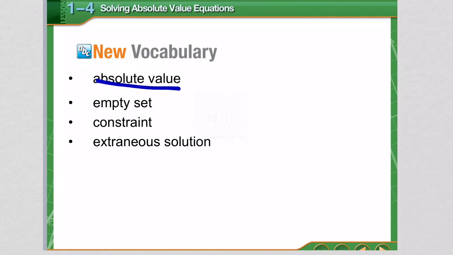What an absolute value is, it's the distance of a number from 0. So, if we're talking about how far is 10 from 0, it's 10 spaces. What about negative 10? That's also 10 spaces.